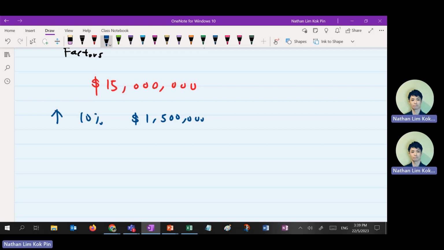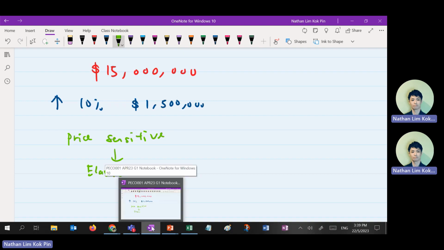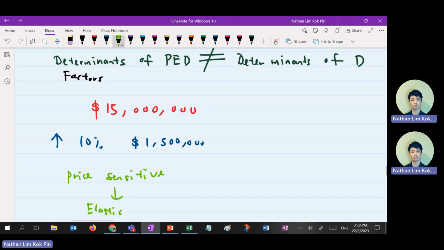Take note, the quantity demanded will fall a lot because of this 10% increase in price. It actually is 1.5 million more. Makes sense. So this shows that for luxury goods, normally, I'm very price sensitive. When I'm price sensitive, I am elastic. Okay, makes sense. This is for luxury goods.